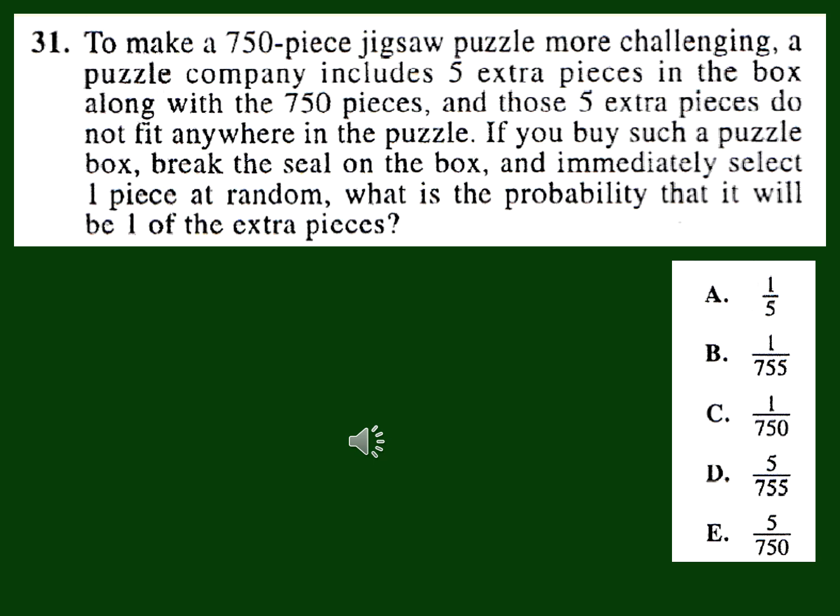To make a 750-piece jigsaw puzzle more challenging, a puzzle company includes 5 extra pieces in the box along with the 750 pieces. And those 5 extra pieces do not fit anywhere in the puzzle. If you buy such a puzzle and break the seal on the box and immediately select one piece at random, what is the probability that it will be one of the extra pieces? And our choices are 1/5, 1/755, 1/750th, 5/755, and 5/750ths.